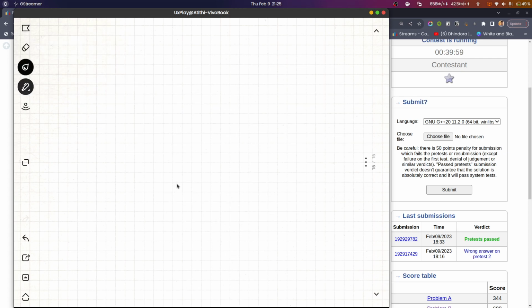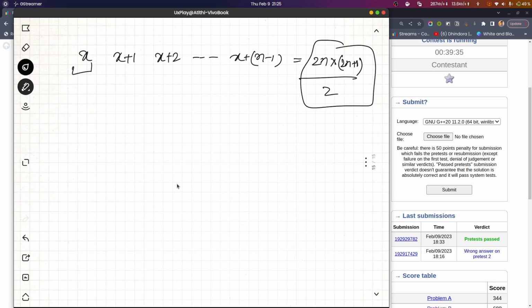First we have to see, let the sum of the first pair be x, the next will be x plus 1, then x plus 2, and then x plus n minus 1, because there are n pairs, or basically n containers, and the total sum will be equal to 2n into (2n plus 1) by 2. This is the basic mathematical formula for calculating the sum of all the natural numbers from 1 to n. Here we have numbers from 1 to 2n, that's why we have calculated the sum from 1 to 2n.